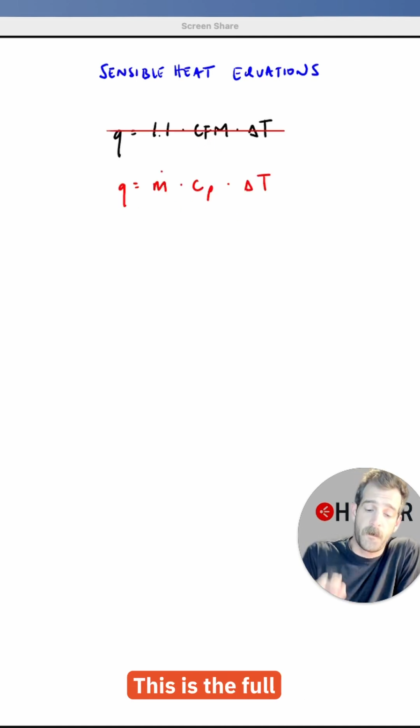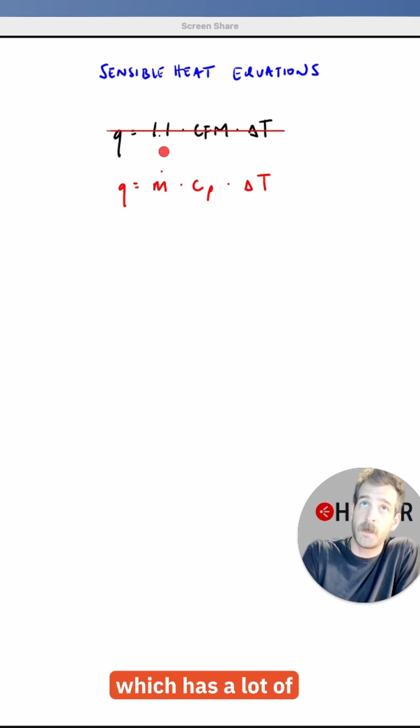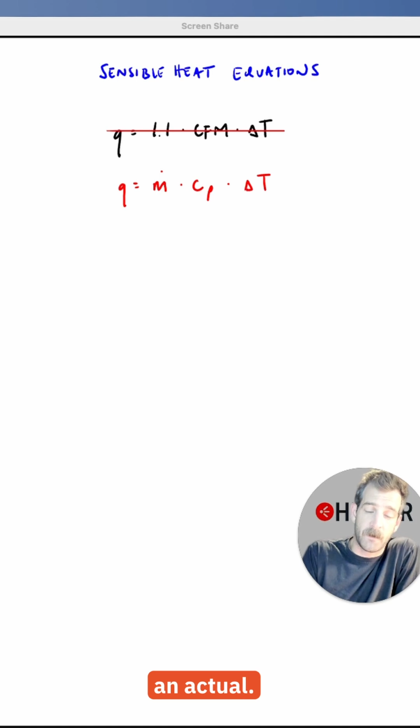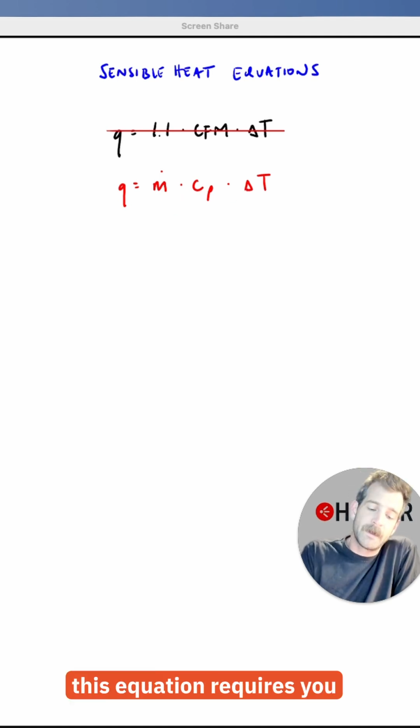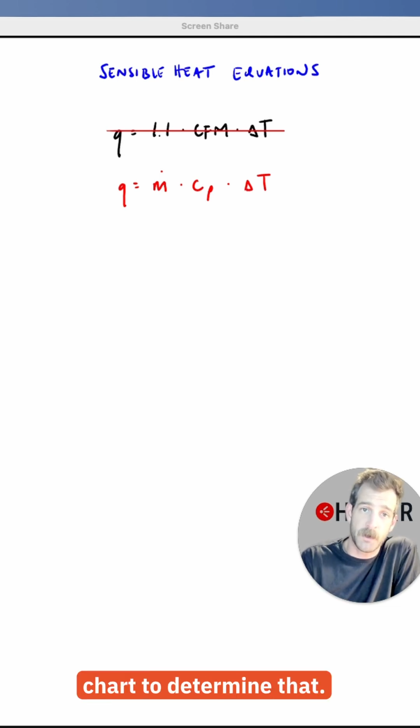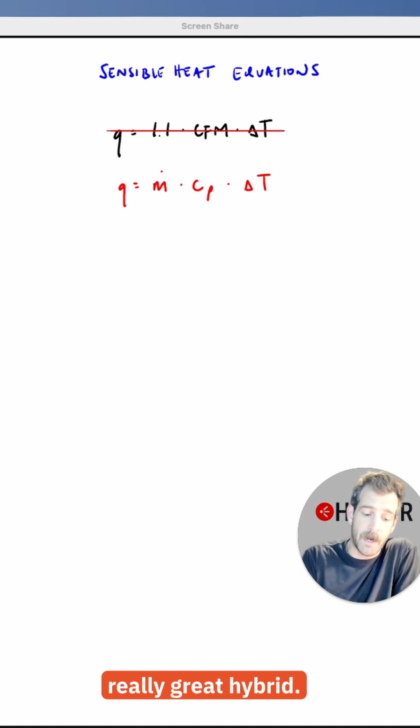This is the full sensible heat equation. This is not based on the 1.1 coefficient, which has a lot of assumptions built into it, mainly the mass of your air, the elevation. This actually takes your mass flow rate and the specific heat of your air to give you an actual. However, this equation requires you to find the mass flow rate of your air, which means you need to determine the specific volume. You probably need to use a psych chart to determine that. You need to know your elevation to get that, and it's a little more cumbersome to calculate. So let's cross this out, and I'm going to show you a really great hybrid.